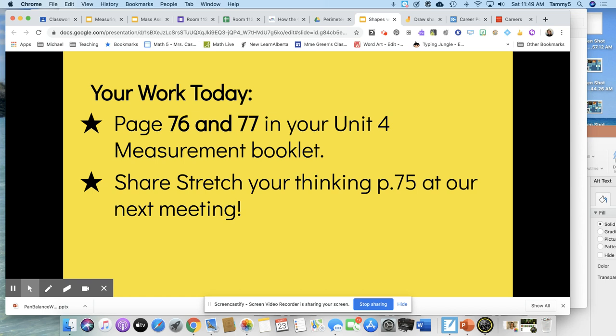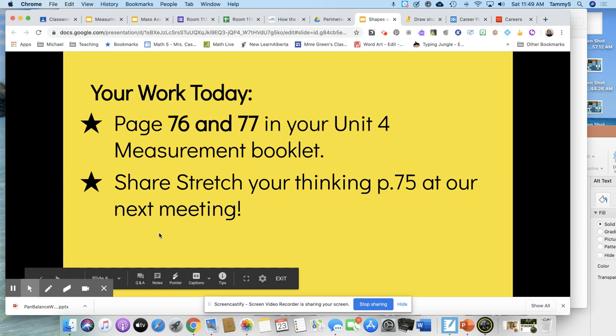Now for the last question, it's actually going to be on page 77 that we're going to share our answers with. It says to draw as many shapes as you can with a perimeter of 10 units. We're going to talk about that in our next meeting on Tuesday. Thanks, grade 3s.